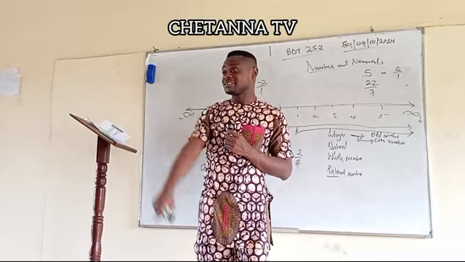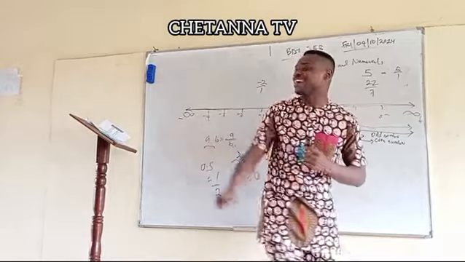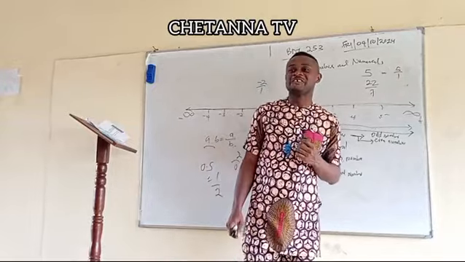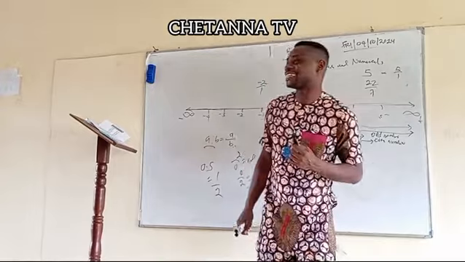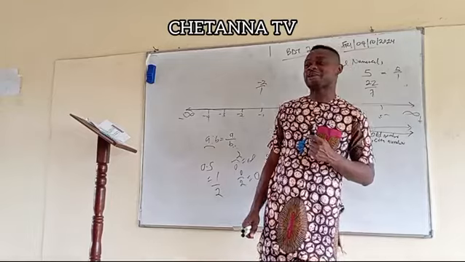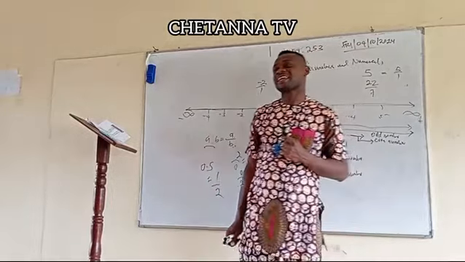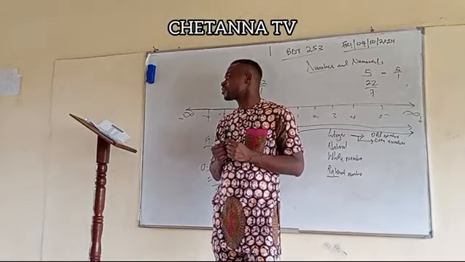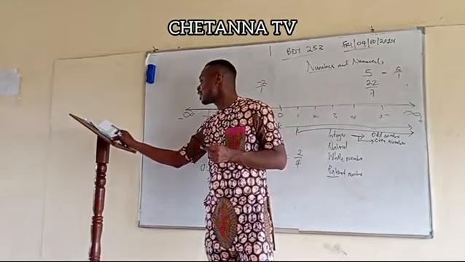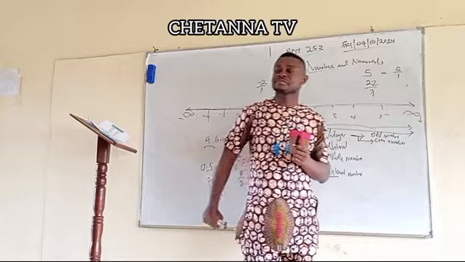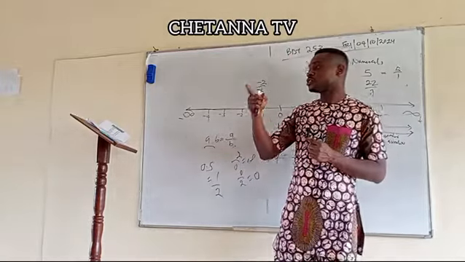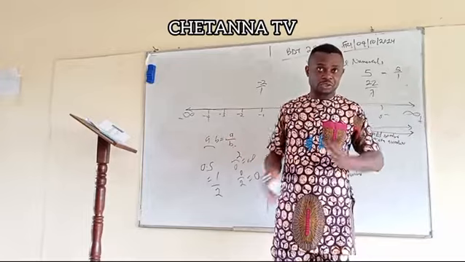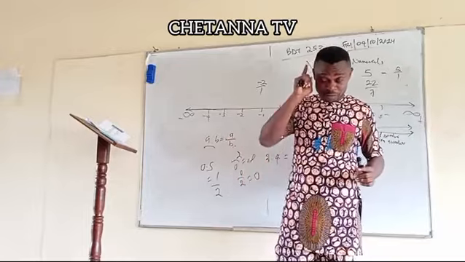It can be divided by what? Is 0 an even number? Yes. I want to know the reason why. Why is 0 an even number? It's divisible by 2. 0 divided by 2 is 0, no remainder. So 0 is an even number.